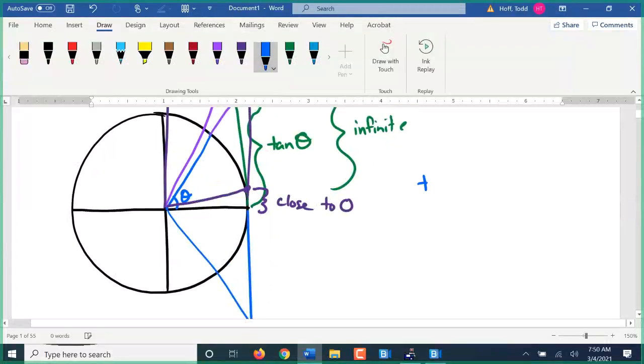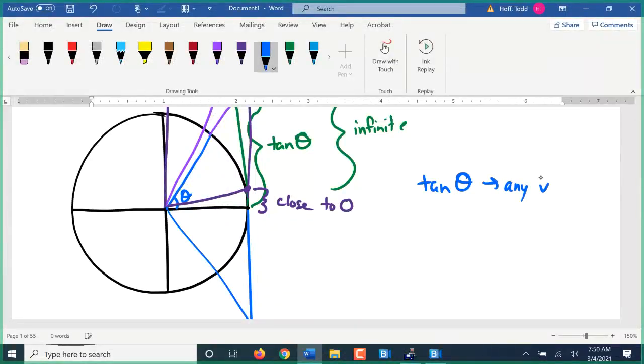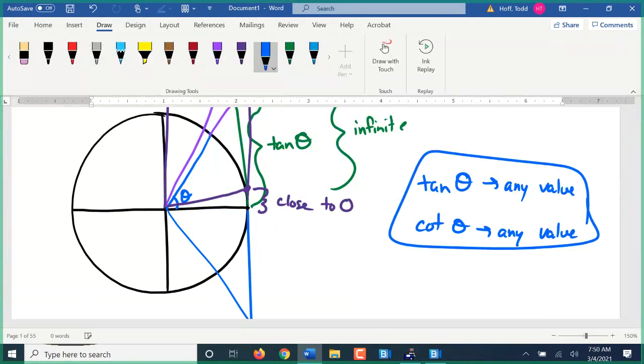So the tangent of theta can literally be any number, any value. And of course, the cotangent is in the same boat. So there are absolutely no restrictions on the possible values of tangent and cotangent. But sine, cosine, secant, and cosecant have definite restrictions upon them.